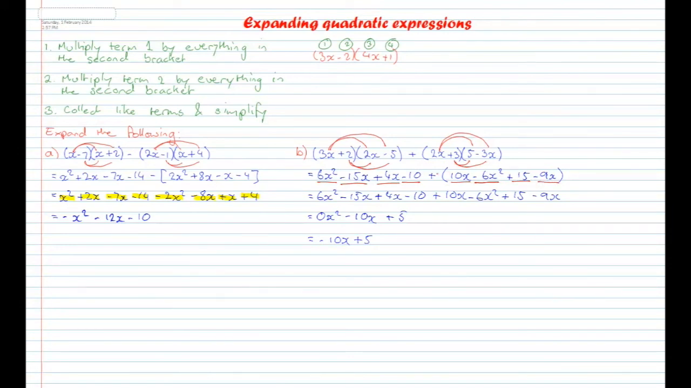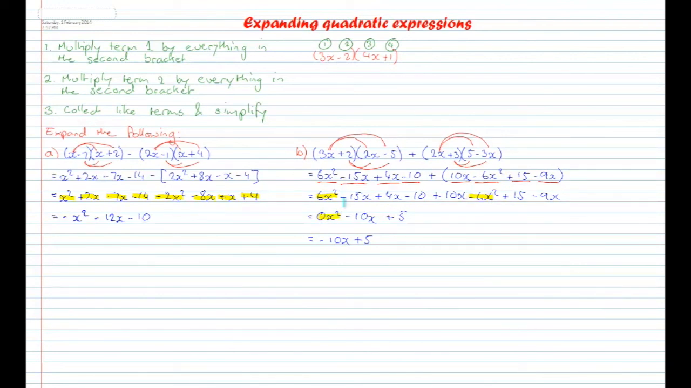Alright, what we're going to do now is expand the plus with the brackets here, so of course that's just going to leave everything as it is, being positive 10x, negative 6x squared, plus 15, negative 9x. What we're now going to do is collect like terms, so we get 6x squared, and negative 6x squared will actually cancel out to become 0x squared.